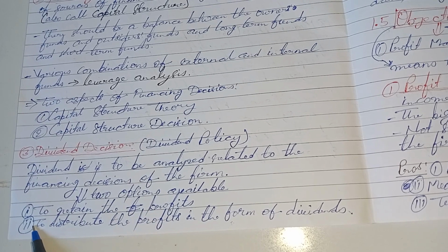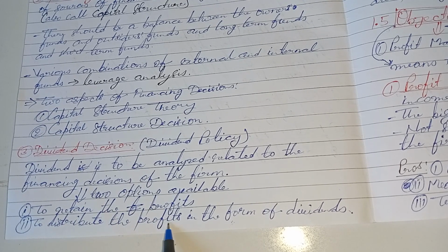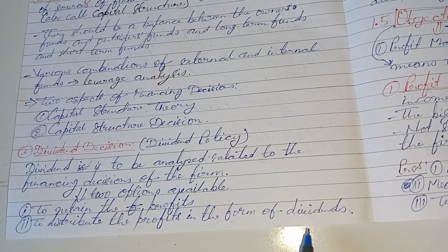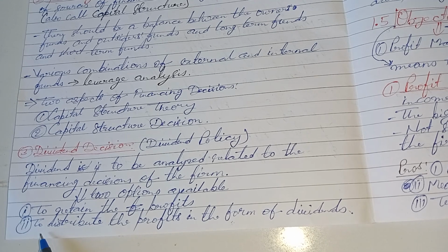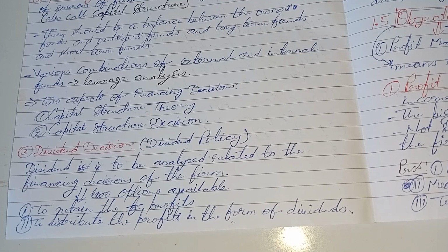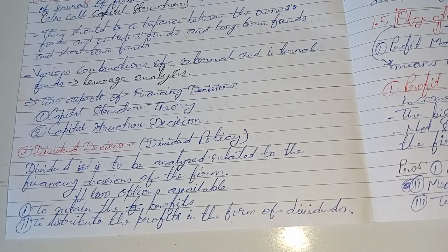And the second decision given here is to distribute the profits in the form of dividends. That is clear. So how much profit should be distributed to the shareholders? Those things also come under dividend decisions.